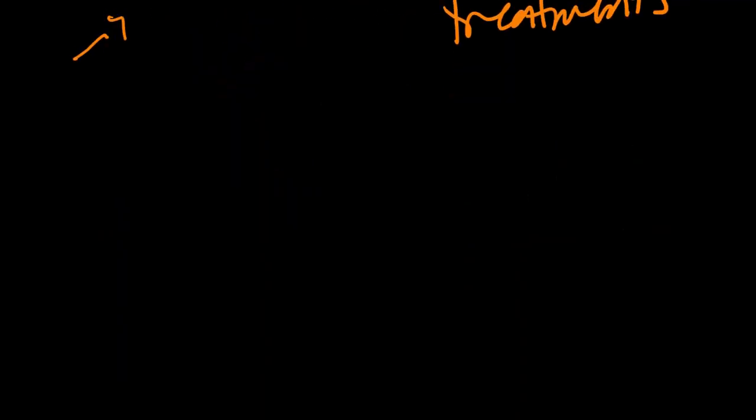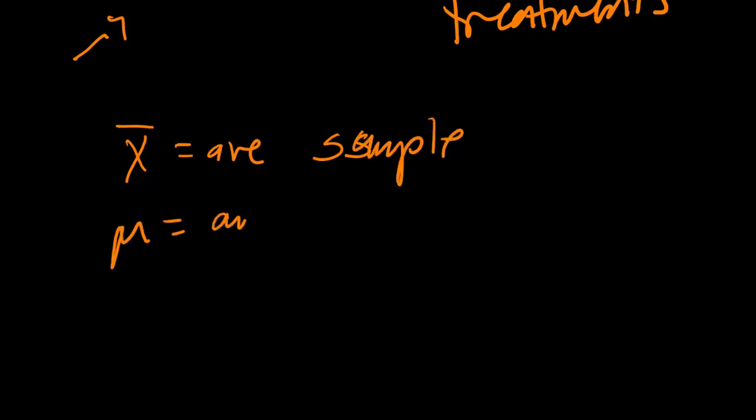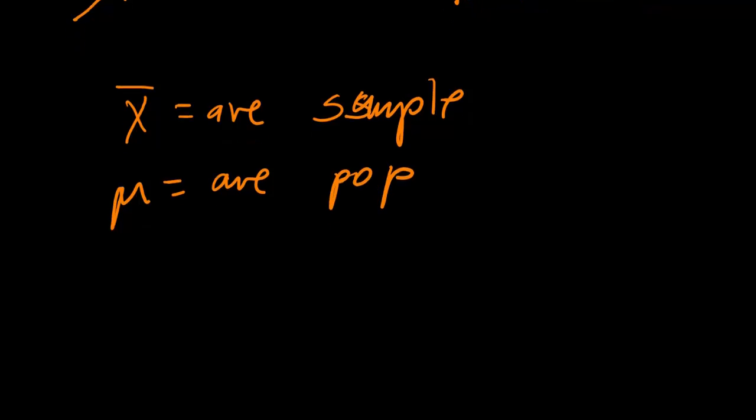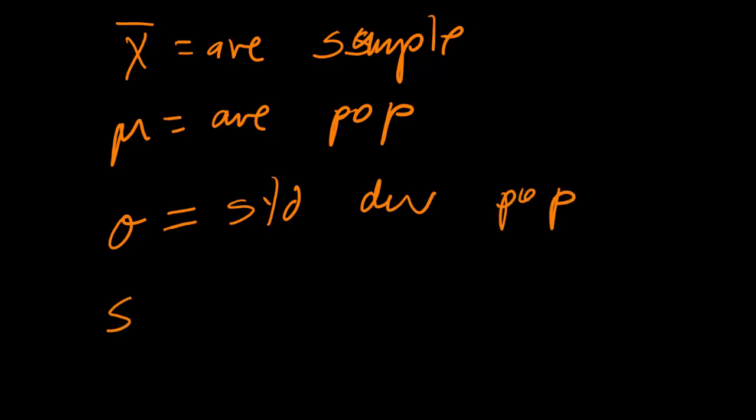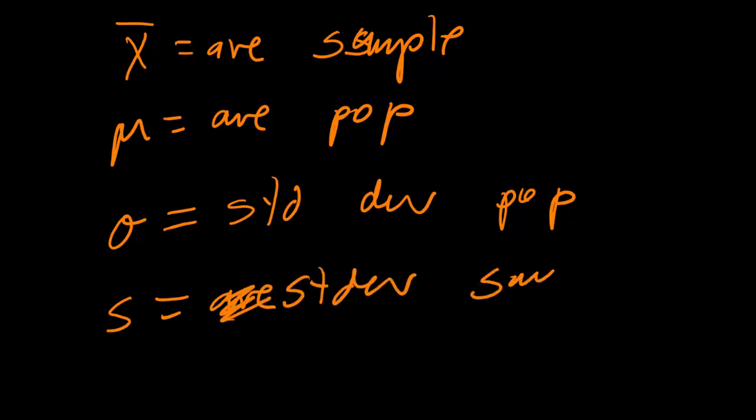One more time, the big ones. x bar means the average from the sample. Mu equals the average of the population. Sigma is equal to the standard deviation of the population. s is equal to the standard deviation of the sample. We'll see those over and over and over again.